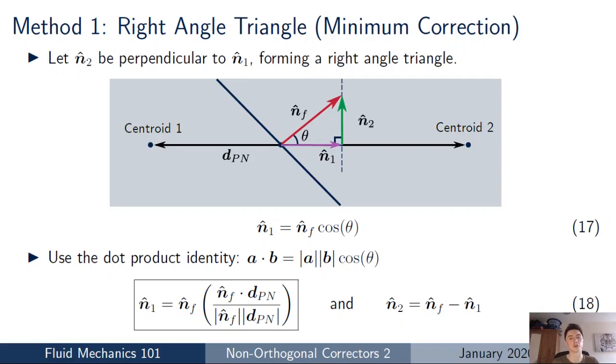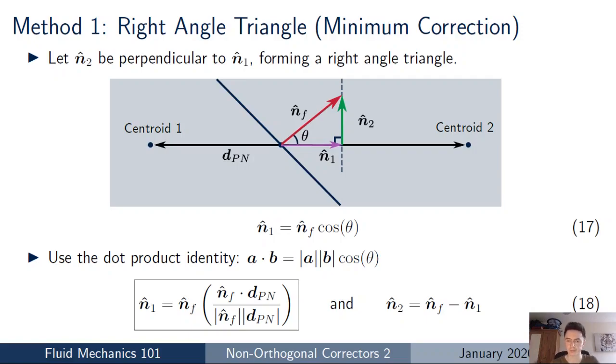And if you want, you can always try these out by yourself. If you get a pen and paper and write down some example vectors, perhaps for nf and dpn, and try the formulas out, you'll find that n1 and n2 will be at right angles to each other.